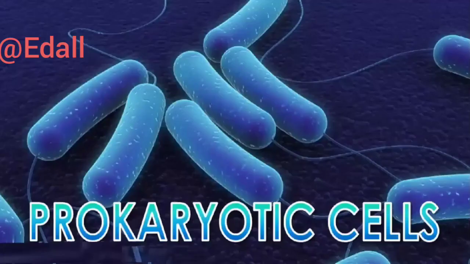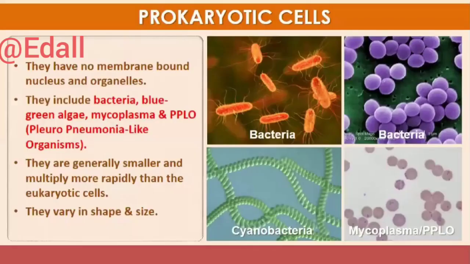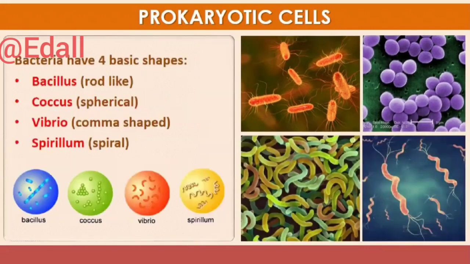8.4 Prokaryotic Cells. The prokaryotic cells are represented by bacteria, blue-green algae, mycoplasma and PPLO, pleuropneumonia-like organisms. They are generally smaller and multiply more rapidly than the eukaryotic cells. They may vary greatly in shape and size. The four basic shapes of bacteria are bacillus, rod-like; coccus, spherical; vibrio, comma-shaped; and spirillum, spiral.